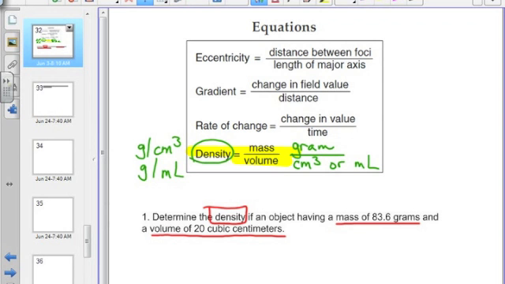We always start every calculation with our formula. So density equals mass divided by volume. Now we plug in our numbers. Mass was 83.6 grams, and yes, please remember to always write your units. There are no naked numbers in this calculation. The volume is 20 cubic centimeters.